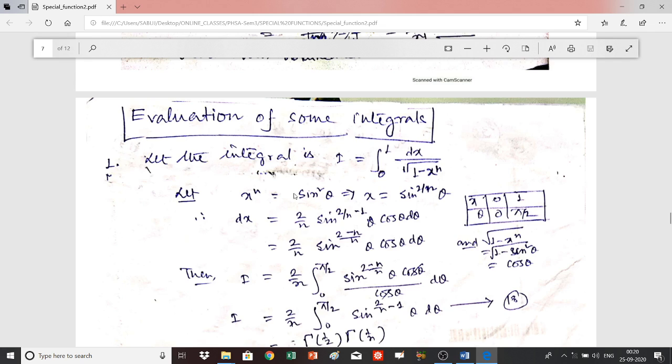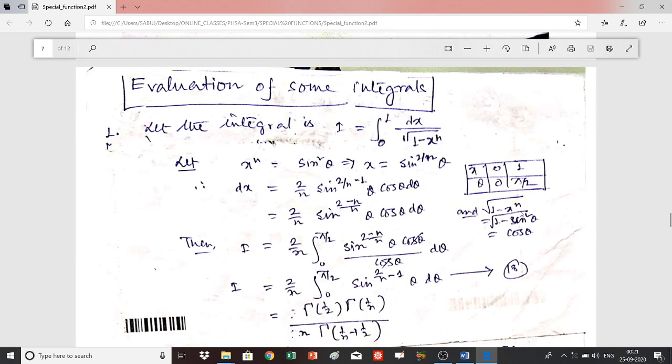So just look at this relation. If you use the value theta equal to 0, then x will be 0, that is here. And if you use x equal to 1, then theta will be pi by 2. So the limits of integration for theta are 0 and pi by 2. So write I equal to 2 by n, and here the limit 0 to 1 will be transferred to 0 to pi by 2.